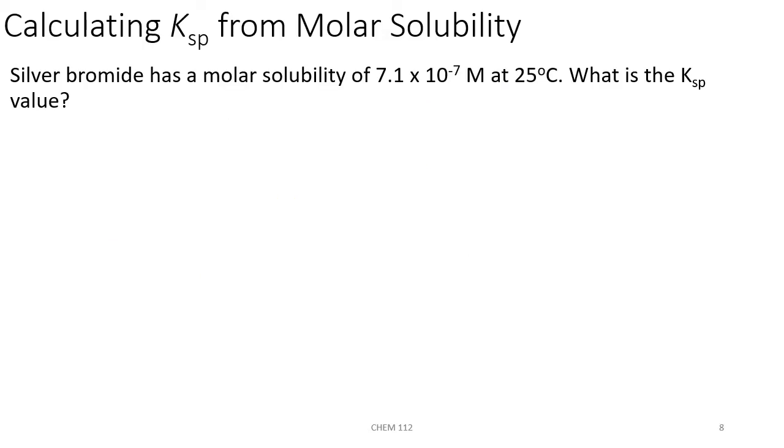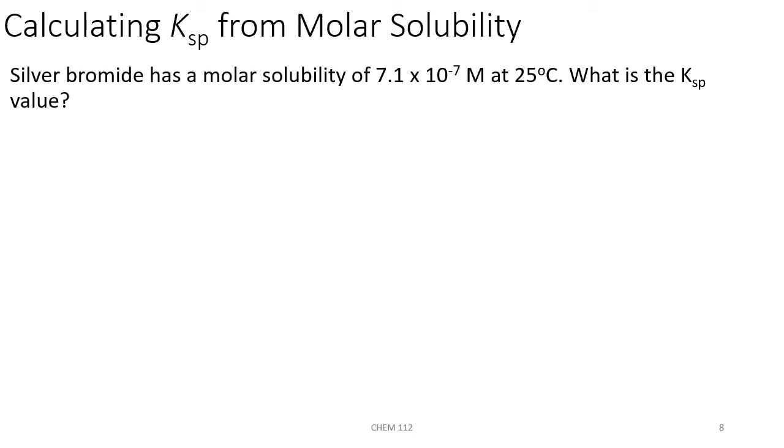Let's try an example where we calculate the solubility product constant, or the KSP, from a given molar solubility. Silver bromide has a molar solubility of 7.1 times 10 to the negative 7th moles per liter at 25 degrees Celsius. What is the KSP value?